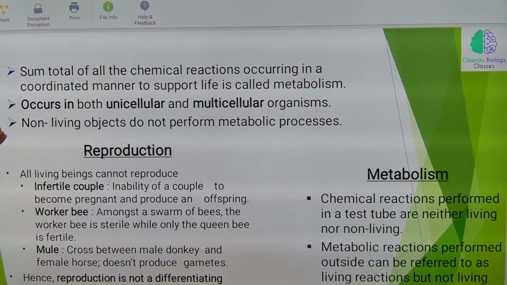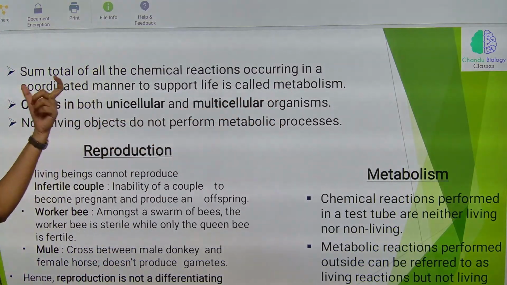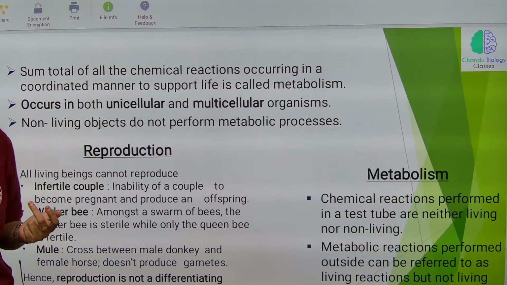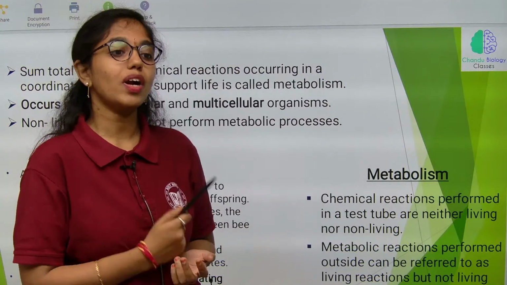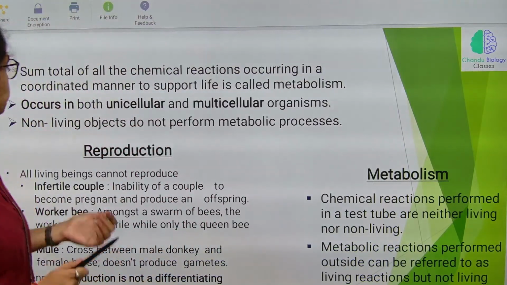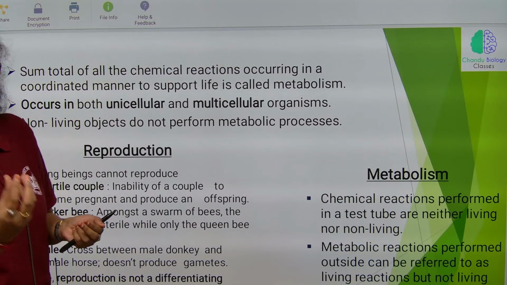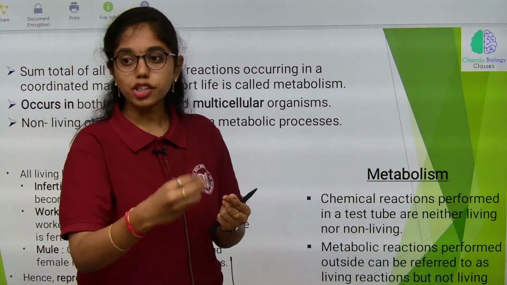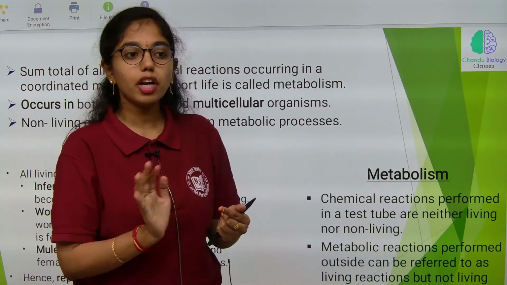Sum total of all chemical reactions occurring in a coordinated manner is called metabolism. This occurs both in unicellular and multicellular organisms. So in all the living cells, metabolism is seen. That is why we call metabolism what? A defining feature of living. Non-living objects do not perform metabolic processes at all, but if in laboratories we are performing metabolic reactions, those are said to be living reactions but not living cells.